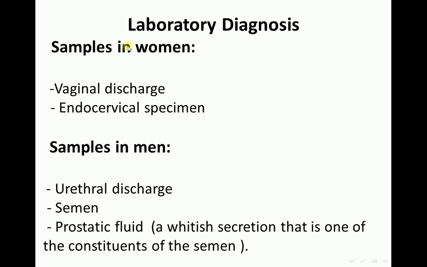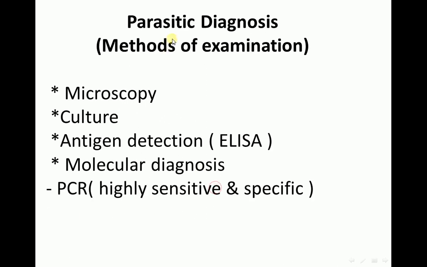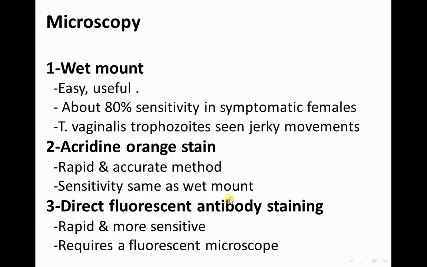Laboratory diagnosis. Samples in women include vaginal discharge and endocervical specimen, while samples in men include urethral discharge, semen, and prostatic fluid. Methods of examination: microscopic examination, culture, antigen detection using ELISA, molecular diagnosis using polymerase chain reaction, which is highly sensitive and specific.